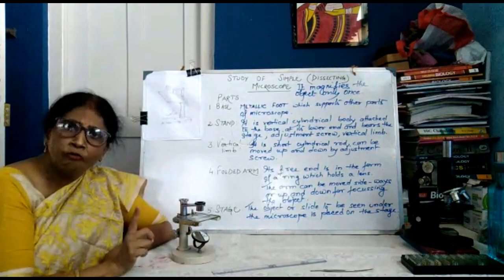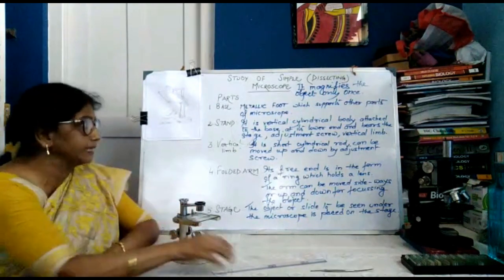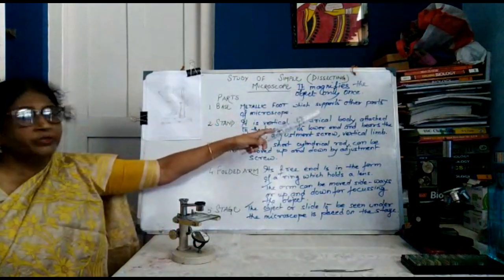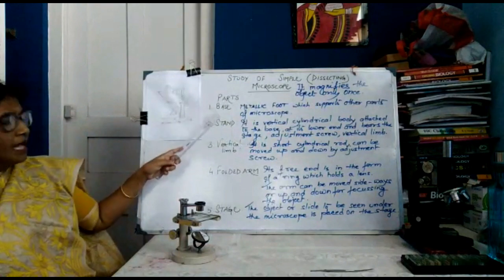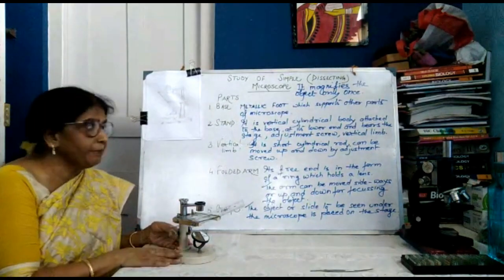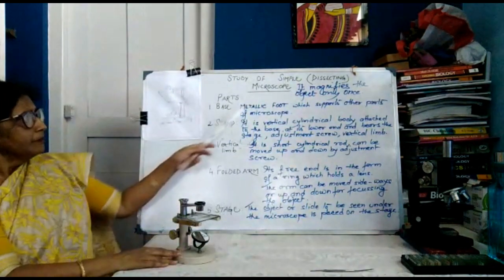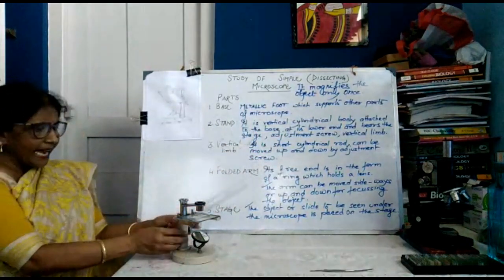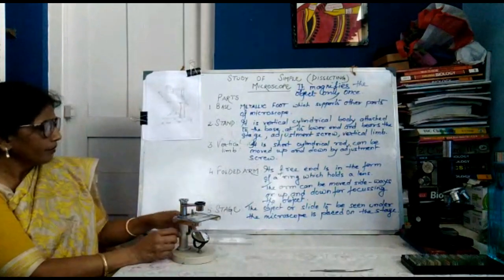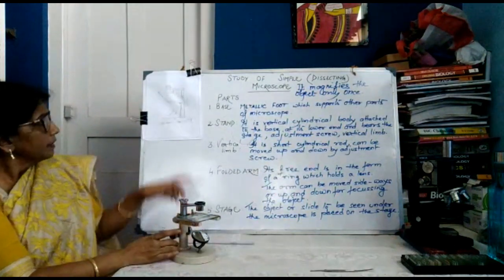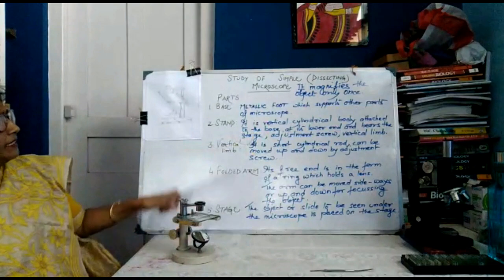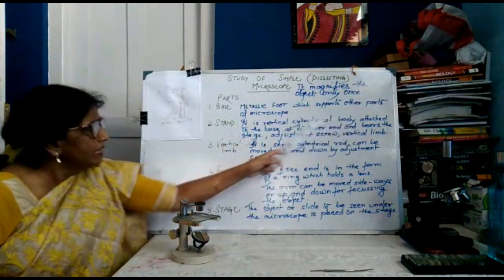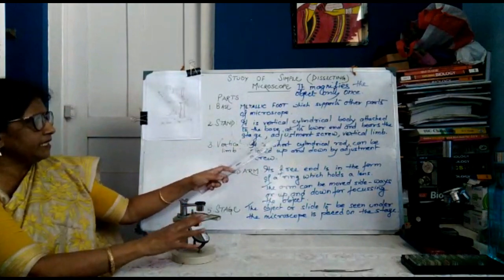In a simple microscope, there is one lens. In a compound microscope, there are two lenses. Now you can see the simple microscope; it magnifies the object only once. Now the different parts of this simple microscope. First, the base, a metallic foot which supports the other parts of the microscope. Then the stand is there. The stand is a vertical cylindrical body attached to the base at its lower end and bears the stage. This is the stage.